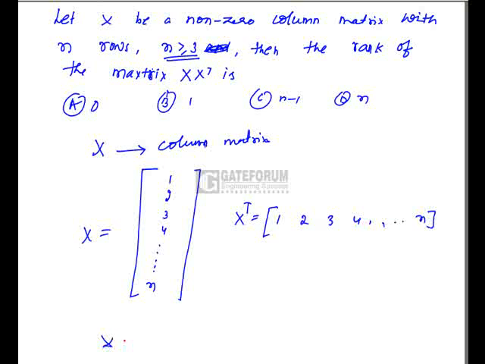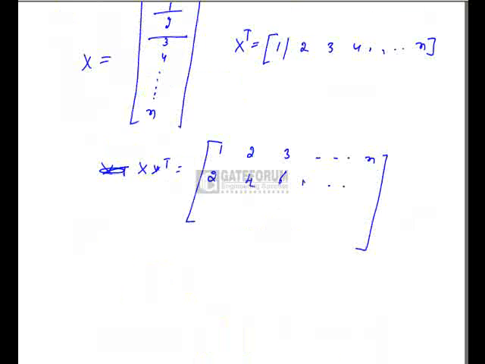Now if I find the product X into X transpose, the first row will be 1 into 1, and so on up to n. The second row will be 2 times all this: 2, 4, 6, and so on up to 2n. The third row will be 3 times: 3, 6, 9, and so on up to 3n. Similarly, the last row will be n times n: n, 2n, 3n, and so on up to n into n.